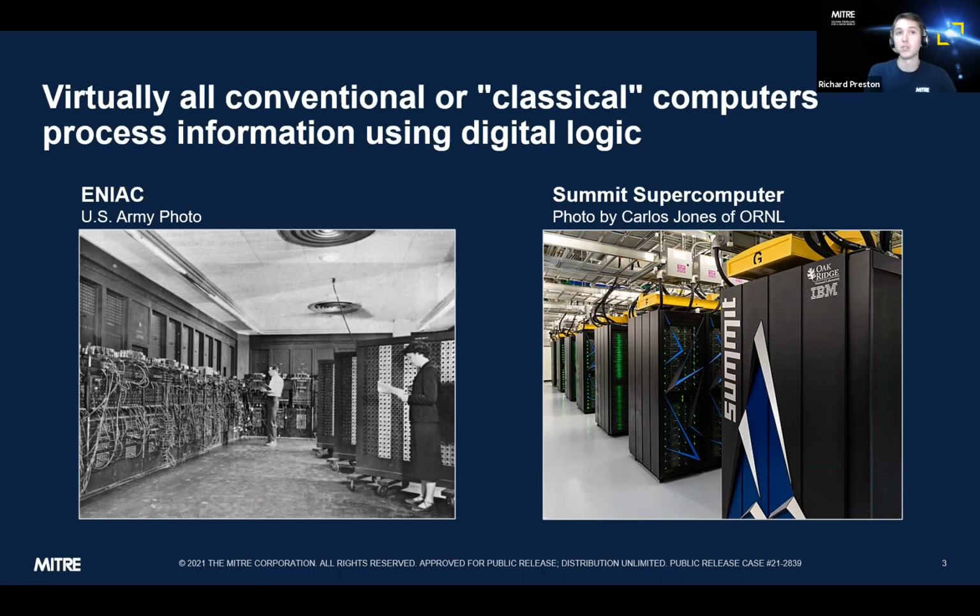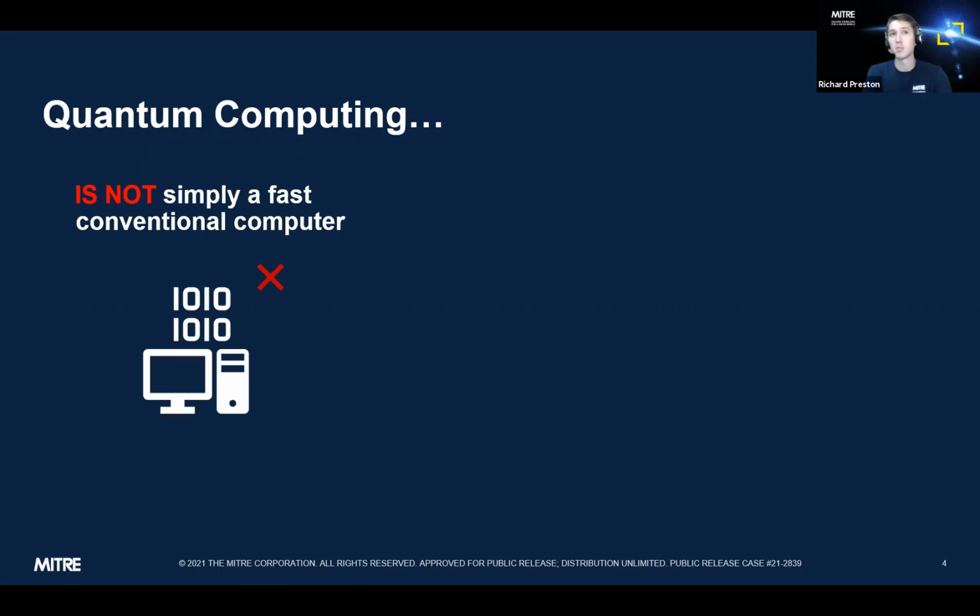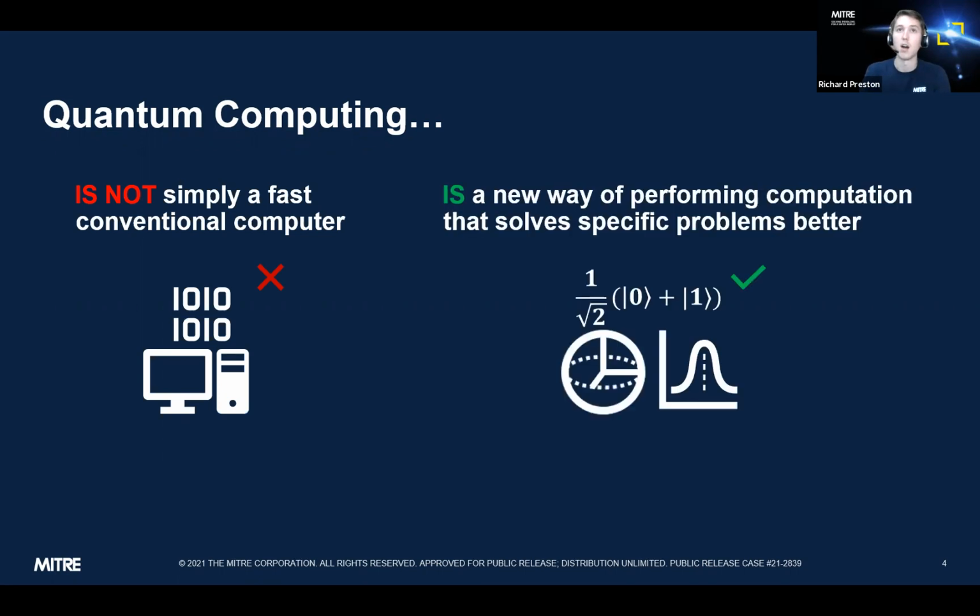So what is really important about quantum computing is that it is fundamentally different. It does not operate on the same principles of digital logic. And this is really the key takeaway. If you don't remember anything else from the workshop tonight, this slide is the key thing. Quantum computing is not simply a fast conventional computer. You can't just take Python code and put it on the quantum computer and have it run faster. It doesn't work like that. It is a new way of performing computation that solves specific problems better.